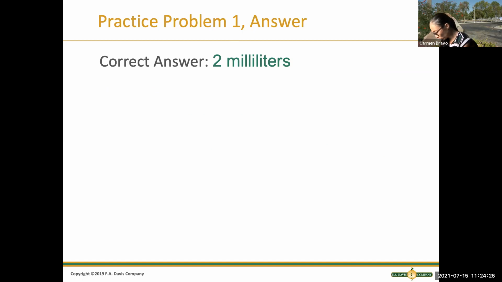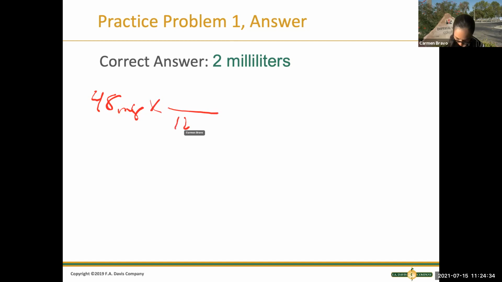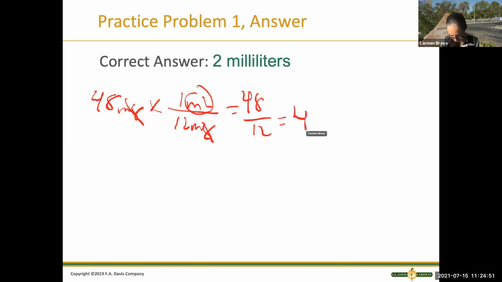The order amount is 48, right? Yes. And then the concentration, they want us to give the diluent so that for every 12 milligrams, it's 1 ml. So that's what it wants us to do, right? So I have 48 over 12, which is going to be 4. Once we divide it, it's going to be 4.